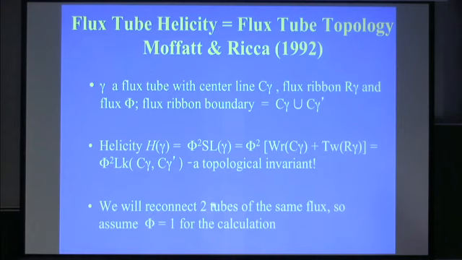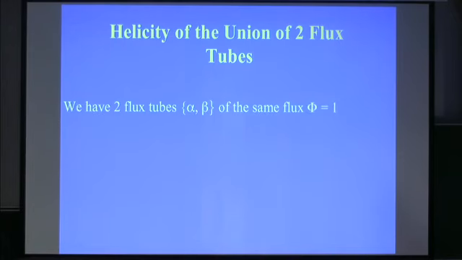So now we're going to reconnect two tubes of the same flux, so we're going to assume that phi is equal to 1 for this calculation. So the helicity of the union of two flux tubes with the same flux, again by Moffatt and Ricca, is the self-linking number of alpha plus the self-linking number of beta plus 2 times the linking number.